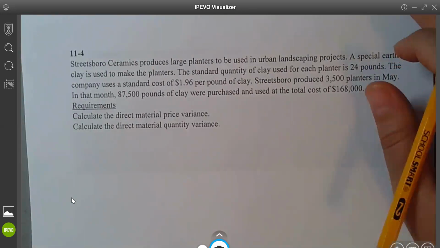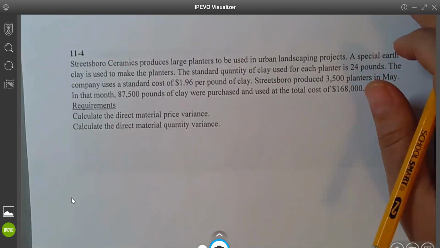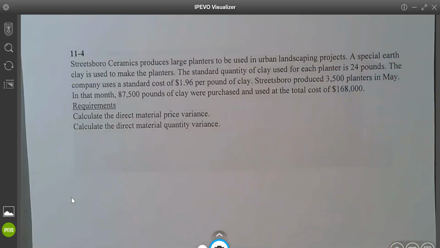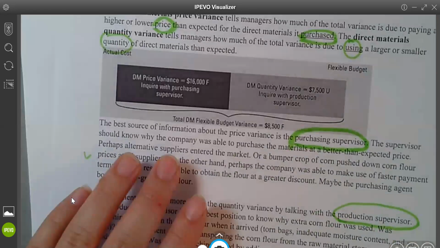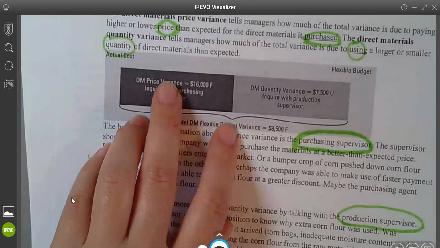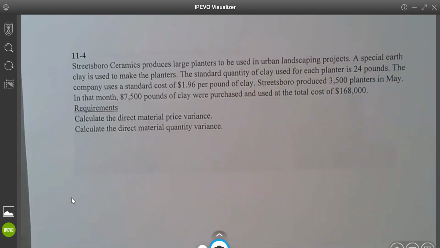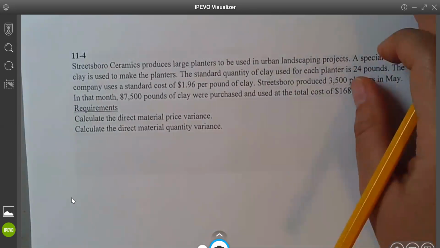In this video, we continue with chapter 11. We talk about all the variance. Last time we focused on the direct material, right? We said we break down our flexible budget variance into two parts. We have this price variance, we have this quantity variance. So now let's have a question to practice together.